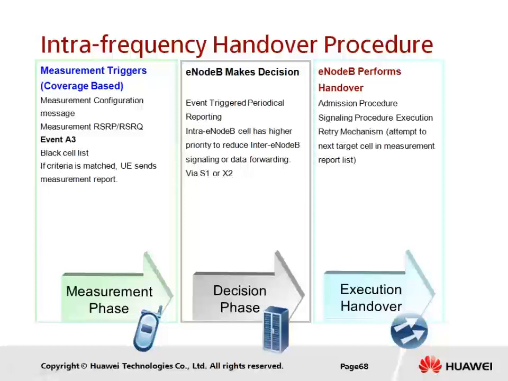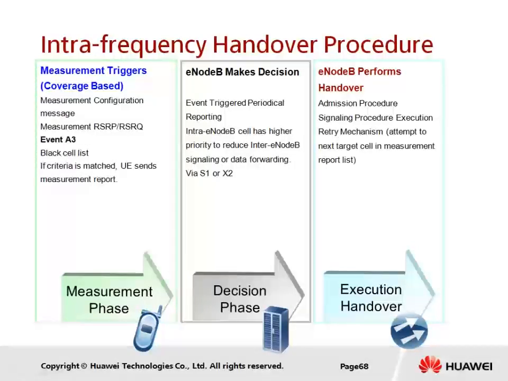So event A3 must be used for intra-frequency coverage-based handover, where the user is going to send the measurement result according to the event A3 criteria. But the cells which are in the blacklisted cell list are not going to be measured by the user. So the user sends the report to the eNodeB according to event A3 criteria, and the eNodeB has to make a decision according to the report.